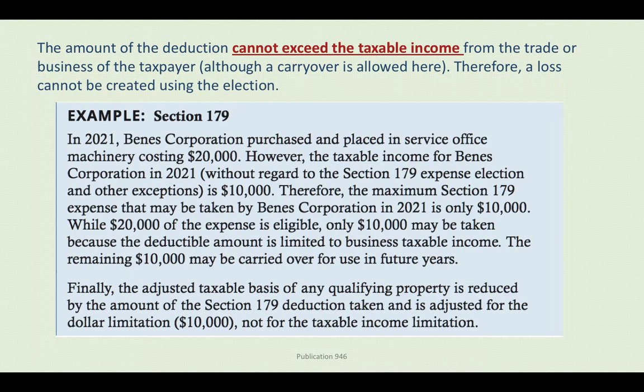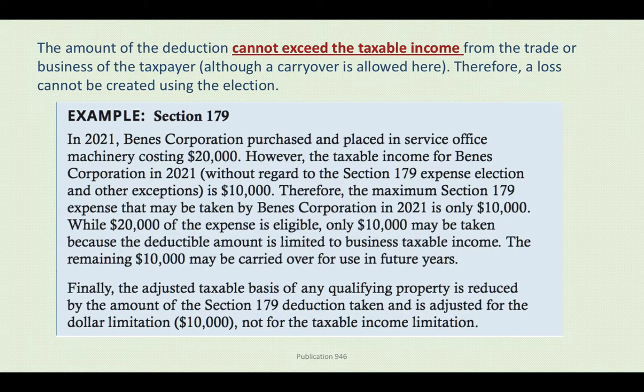So basically here is a little example. Your deduction cannot exceed your taxable income, right? The amount of the deduction cannot exceed the taxable income from the trade or business of the taxpayer. Although a carryover is allowed, a loss cannot be created.